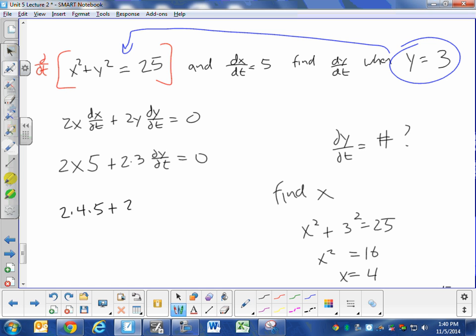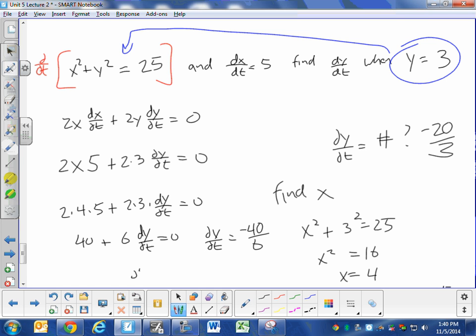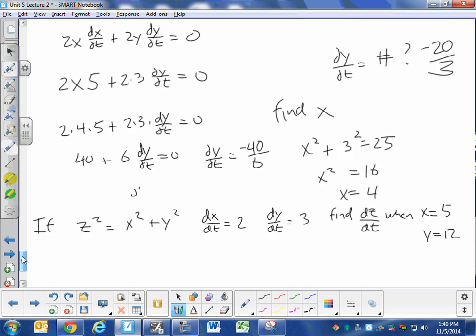Then we have all the information we need to find dy/dt. 20, plus 6 dy/dt equals 0. dy/dt equals negative 20/3. Okay, that's fun. That's a nice beginning.